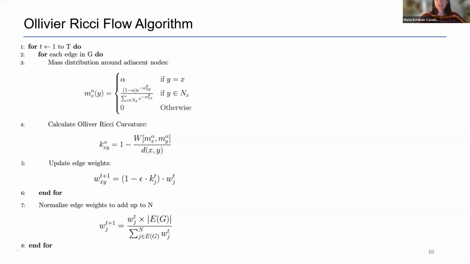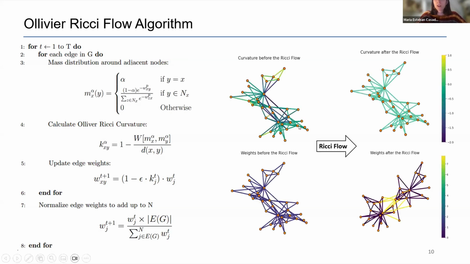This algorithm has some nice properties, especially for community detection problems. So I implemented it on a small social network to illustrate some of its applications. This is the Zachary Karate Club network, which is a very small social network that contains 2 social groups. We would like to apply this algorithm to see if we're able to detect those 2 communities. In those diagrams, you can see the curvature and the weights before and after applying the algorithm.